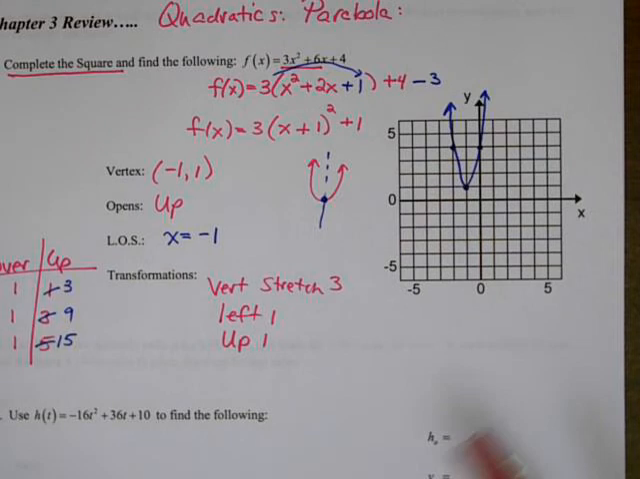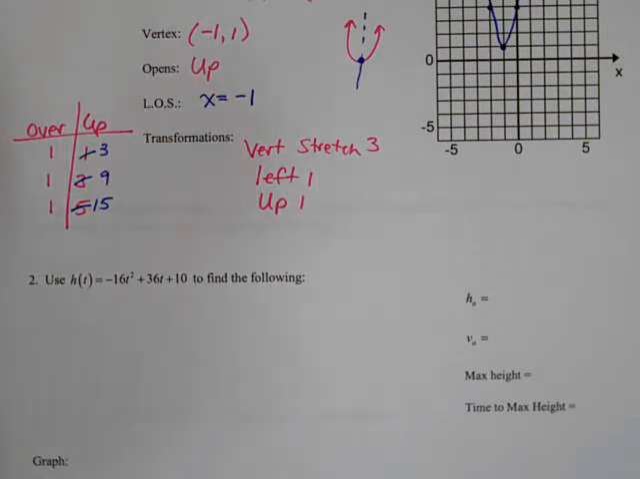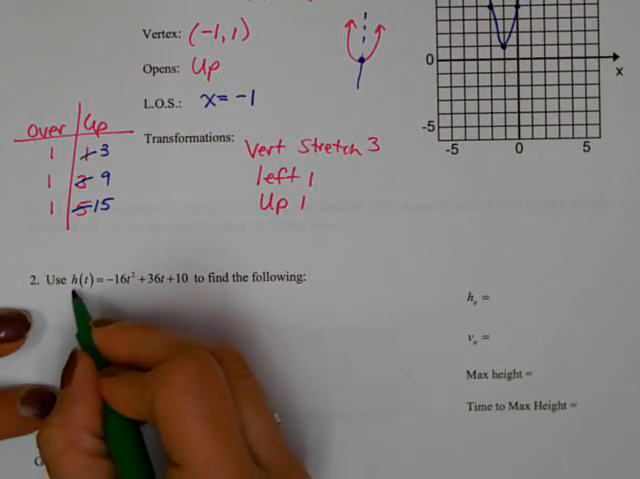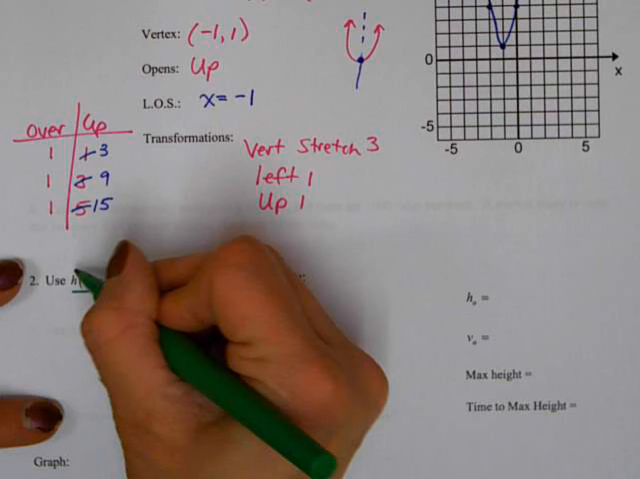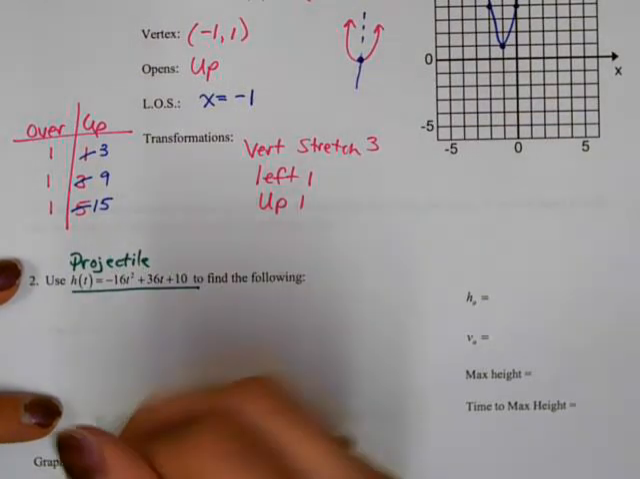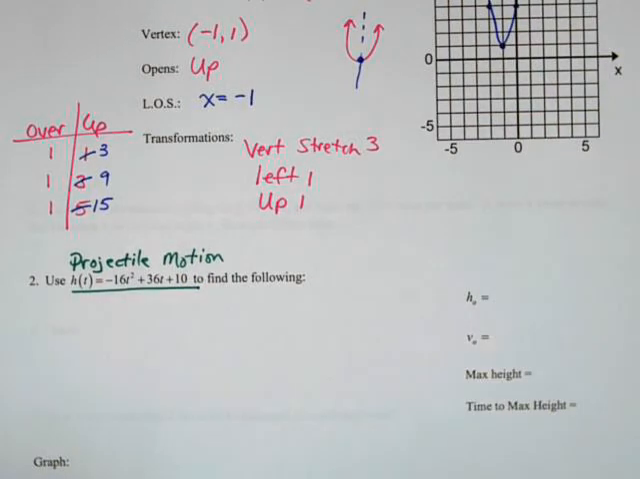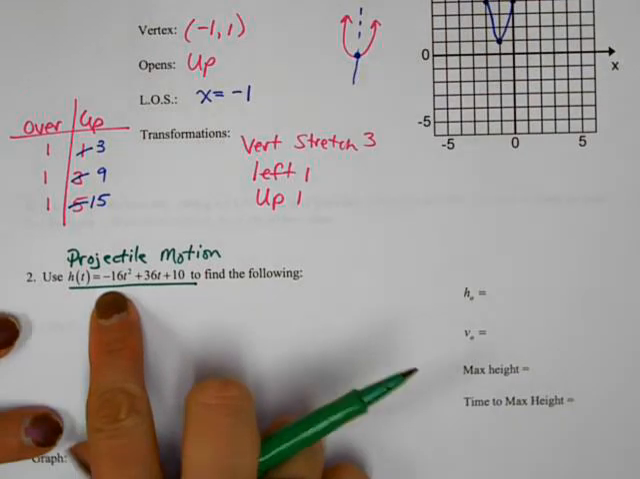A lot of what we did this chapter was word problems, and we had this very fancy equation right here. This equation is for projectile motion. So we were throwing lots of things up into the sky, and what goes up must come down. That's why it's a negative parabola.